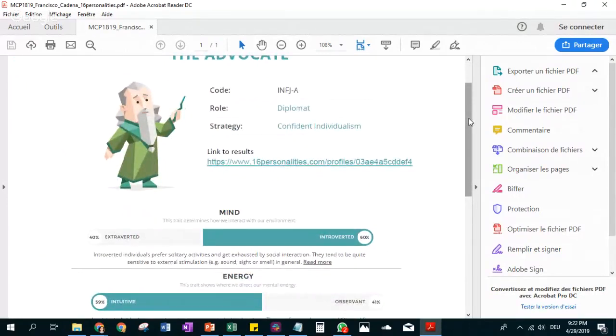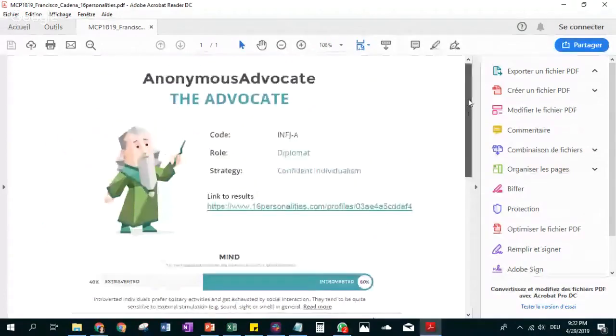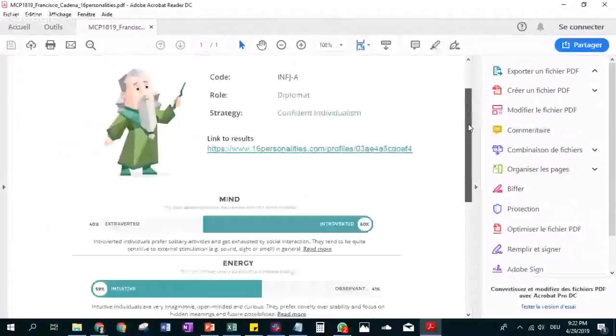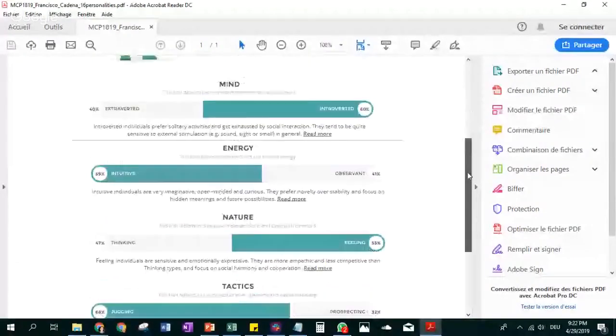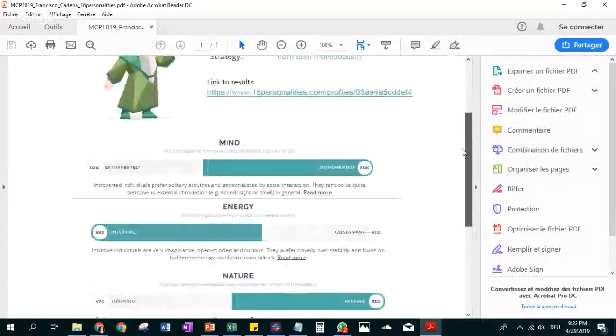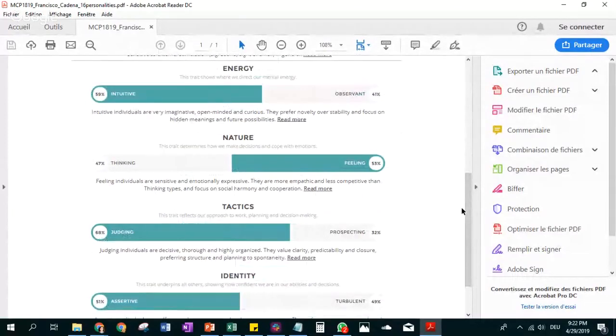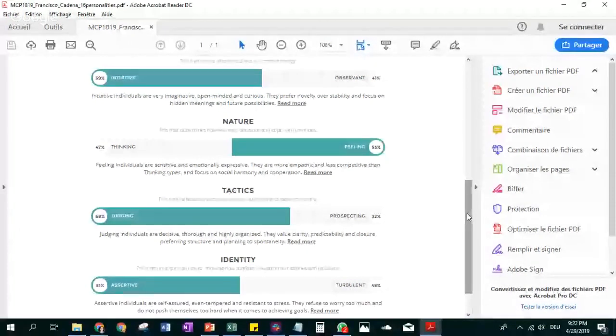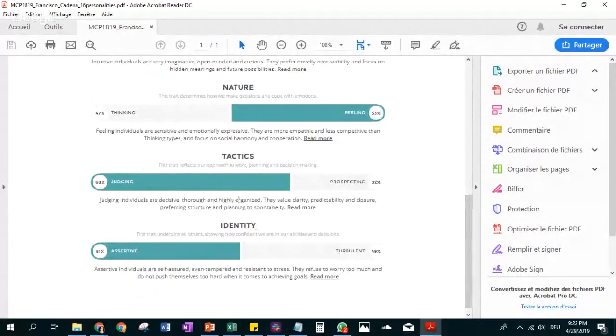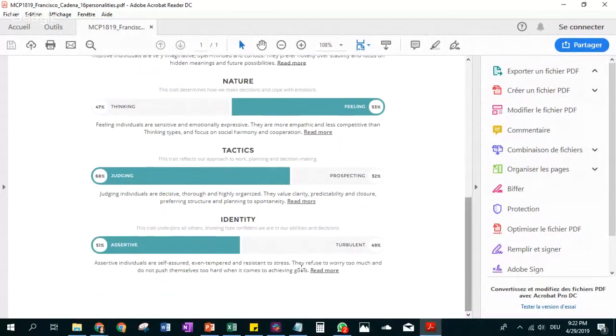Yeah. You all did it, right? Yeah. Okay. So for example, you can see myself. I will share with you guys. It says that I am really more introverted, that I am intuitive, that I have more feeling reaction towards what happens. I'm less competitive. I'm really judging. So it means I'm super organized and decisive. And then at the end, I'm super assertive. So I'm self-assured and resistant to stress.